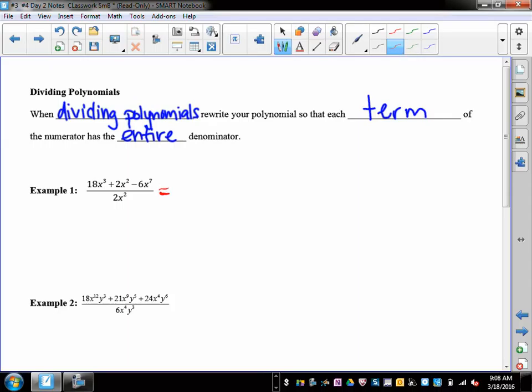So let's break it up, guys. My first term is 18x cubed over my denominator. We should all be writing this down. So I'm taking my first term over my denominator. So kind of like this.